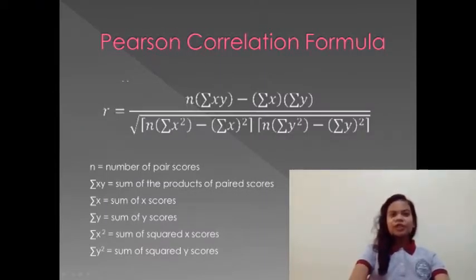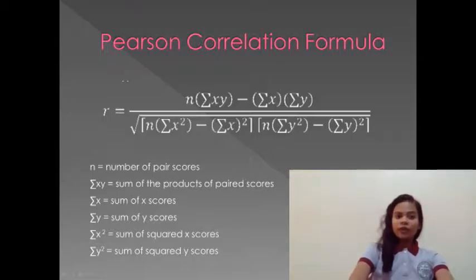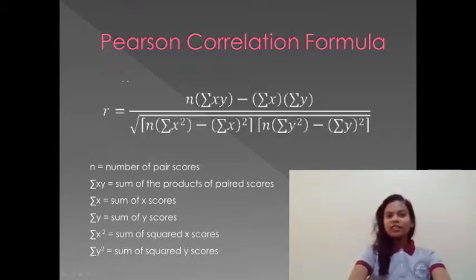And here is the Pearson correlation formula, where n is the number of pair scores, summation xy is the sum of the product of paired scores, summation x is the sum of x scores, summation y is the sum of y scores, summation x squared is the sum of squared x scores, and lastly, summation y squared is the sum of squared y scores.